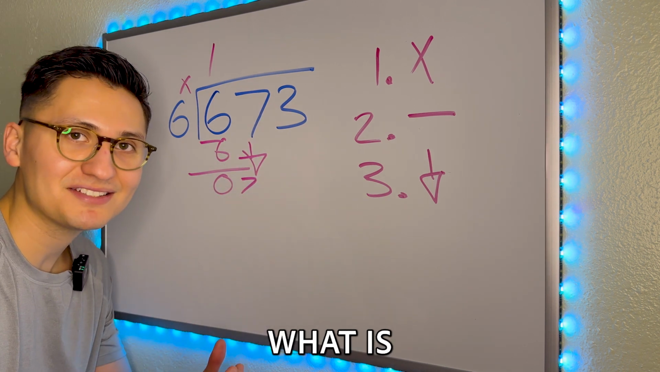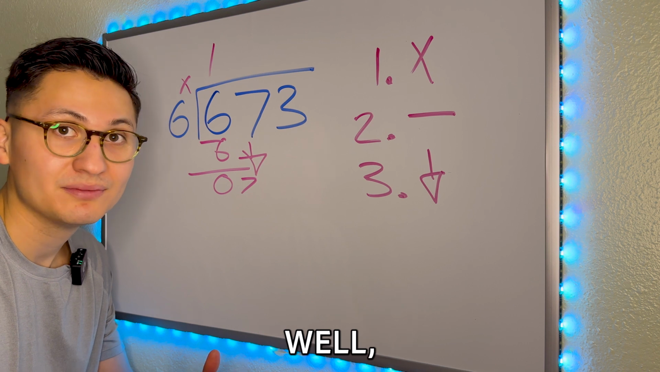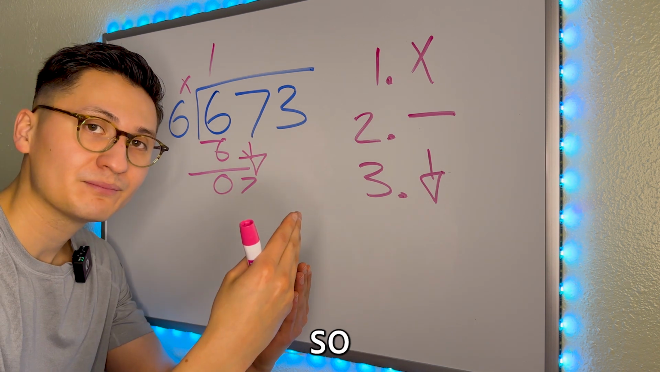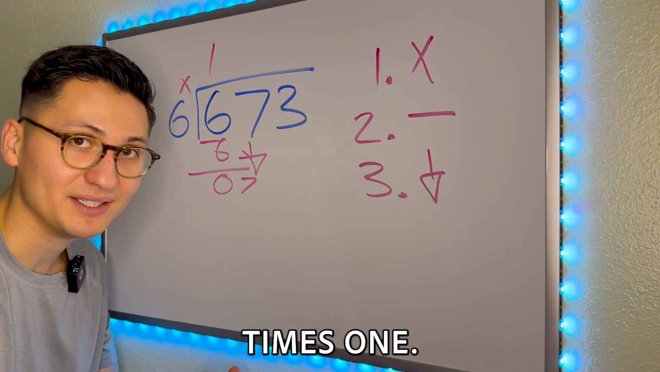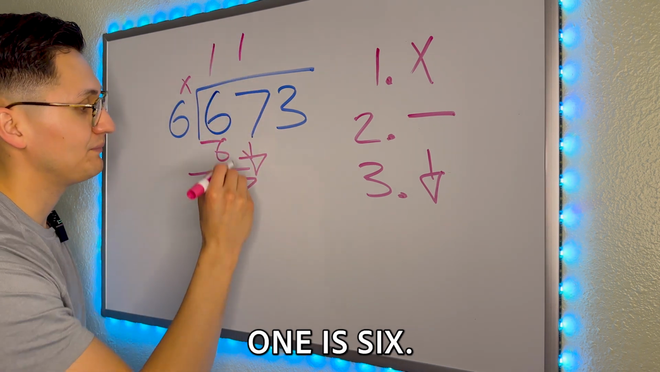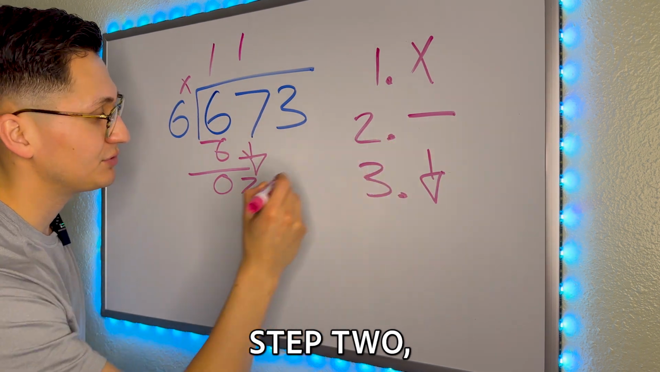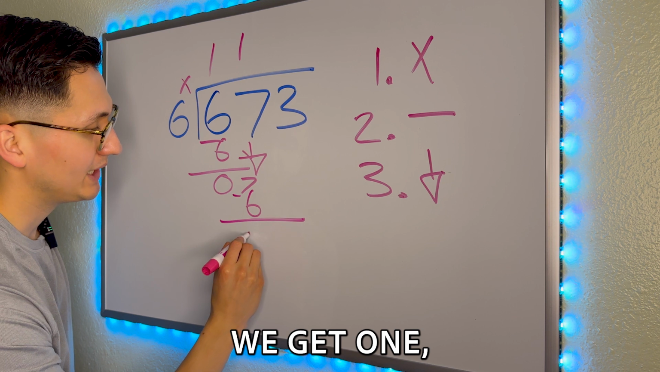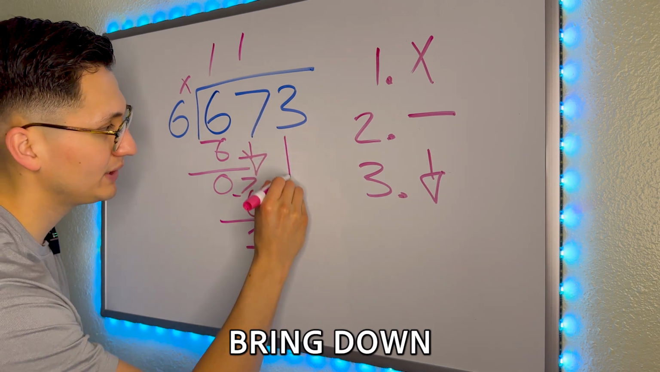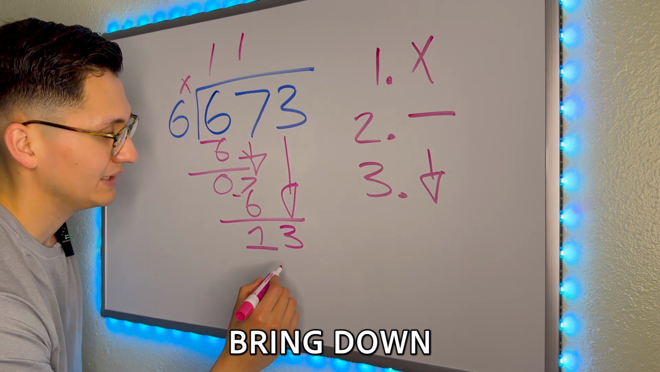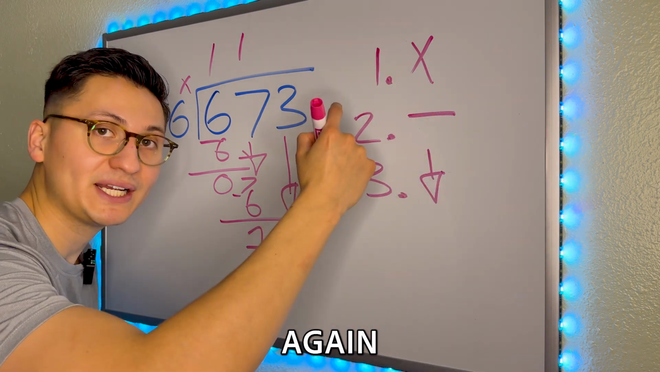6 times what is going to give us 7? Well, 6 times 2 is 12, so it would have to be 6 times 1. So 6 times 1 is 6. Step 2, we subtract. We get 1. Step 3, we bring down. And we repeat all over again.